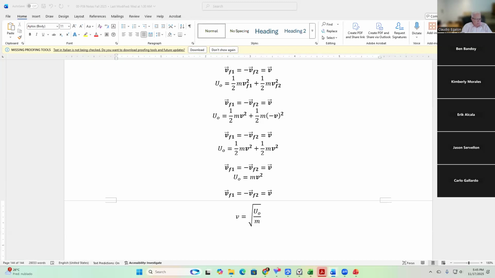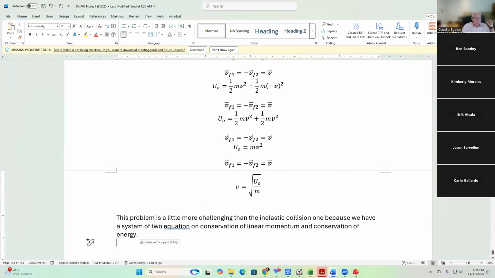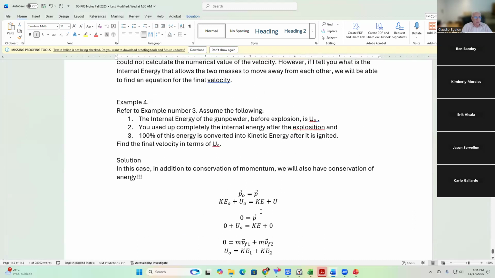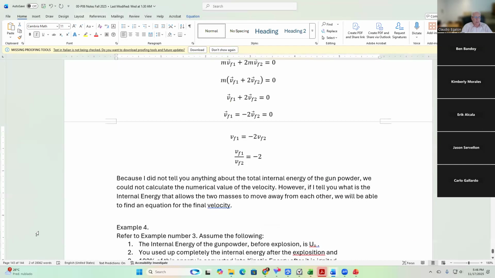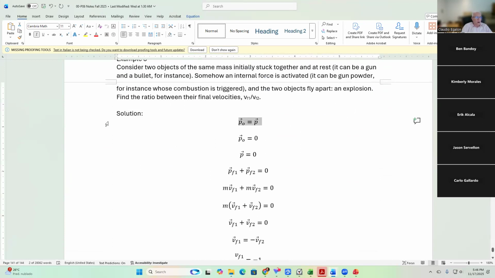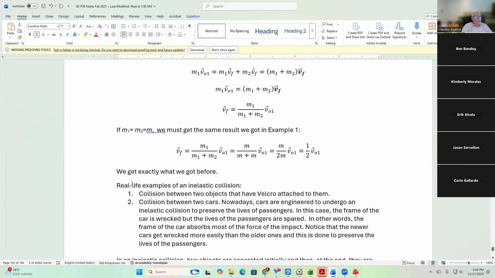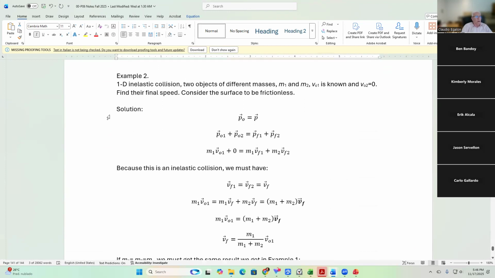This type of problem is a little bit more challenging than the inelastic collision, because now we have a system of two equations. One is on conservation of linear momentum, and the other one uses conservation of energy. Compare this problem, the case of the explosion, with this other problem here, the case of inelastic collision.